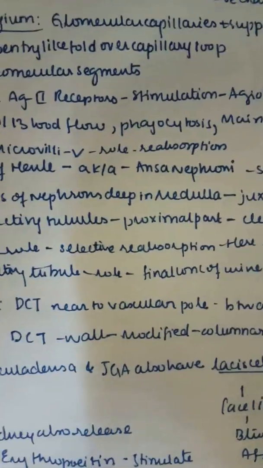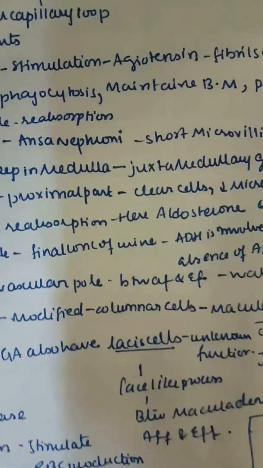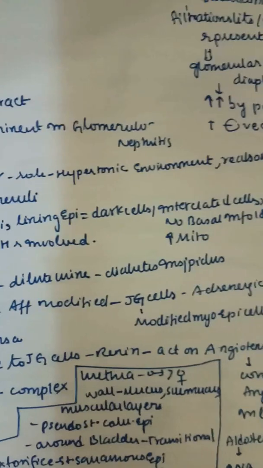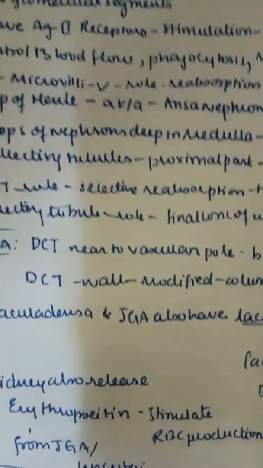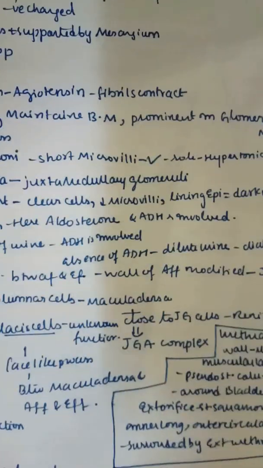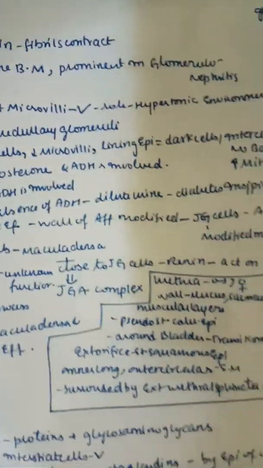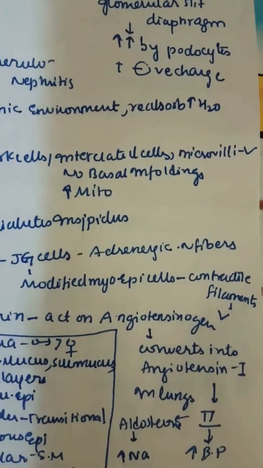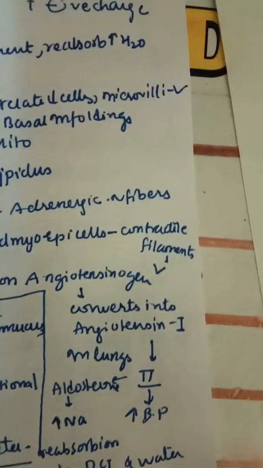So the PCT has microvilli, and its role is mainly reabsorption. The loop of Henle, also known as ansa nephroni, has short microvilli, and its role is a hypertonic environment and reabsorption of a large amount of water. The loops of nephrons deep in the medulla belong to the juxtamedullary glomeruli. The collecting tubule's proximal part has clear cells with fewer microvilli, and the lining epithelium is mainly dark cells or intercalated cells, and microvilli are present. There are no basal enfoldings but a large amount of mitochondria.